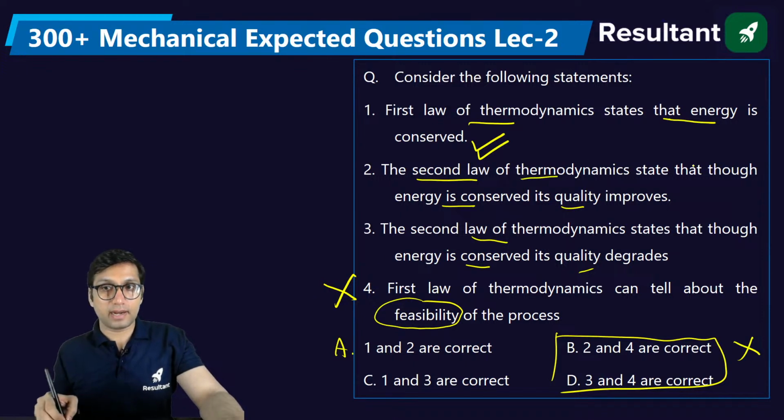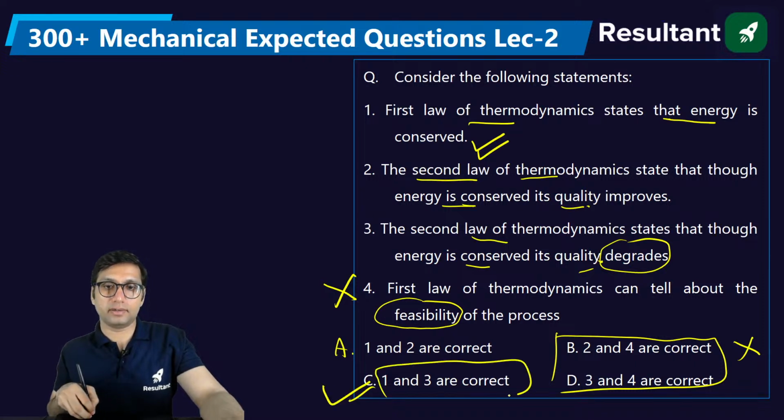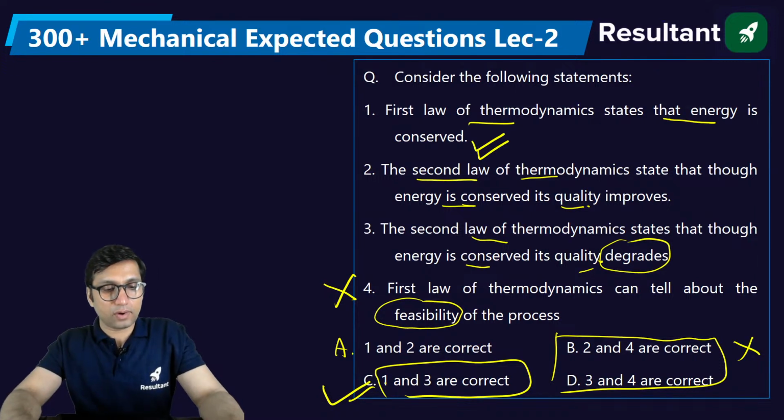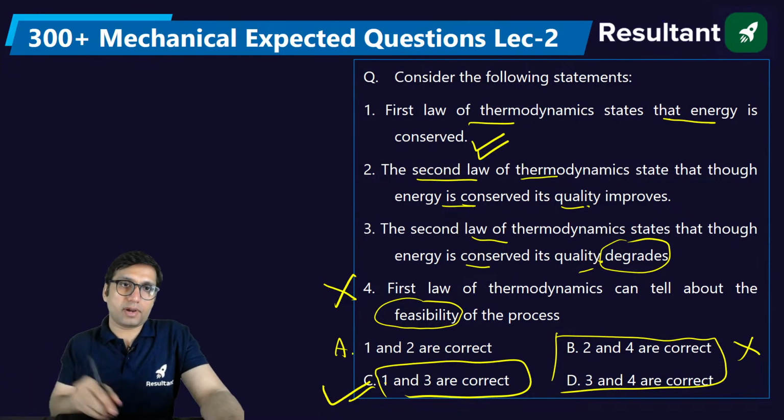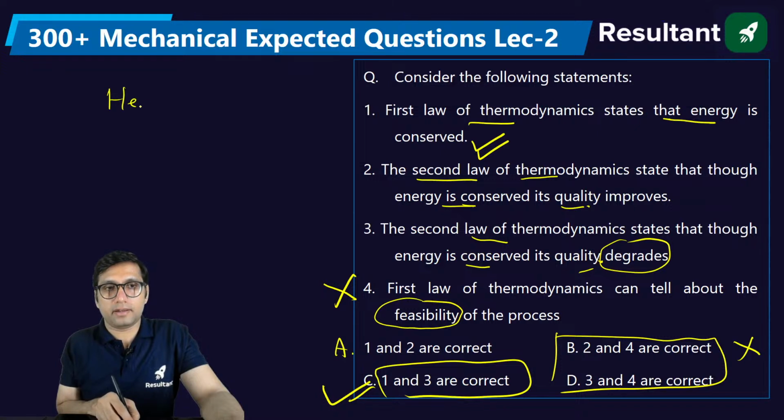Second law of thermodynamics states that though energy is conserved, quality improves. No, it does not say quality improves, but it says though energy is conserved, quality degrades. Quality will degrade. So option 1 and 3 will be the answer. 1 and 3 are correct. Quality of the energy degrades. Quality degrades means, heat is an energy and its quality degrades.